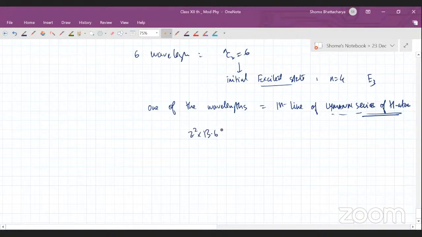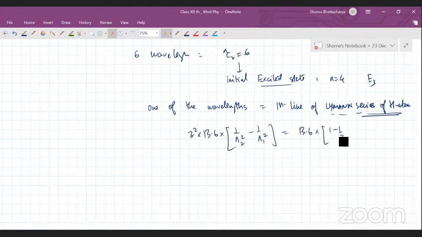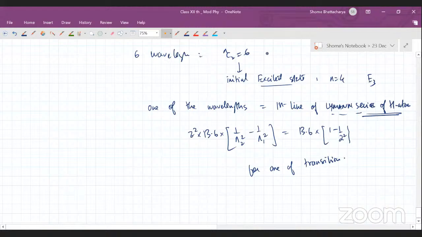So what is happening? Z square into 13.6 into 1 by n2 square minus 1 by n1 square should be equal to 13.6 into 1 minus 1 by 4, for one of the transitions. Yeah, Ganesh, that's what I'm saying, that it seems you should default to that, but ideally it should be mentioned in the question that they're talking about Lyman series of hydrogen atom.